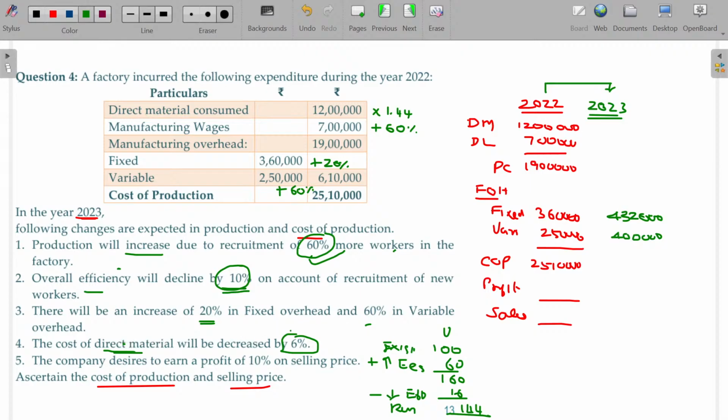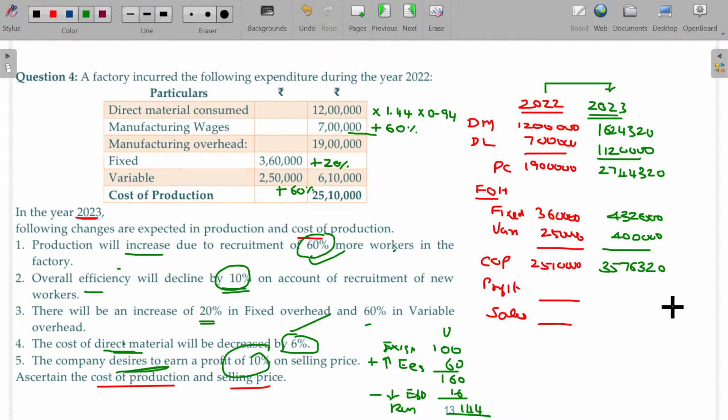But this cost value decreases by 6%. It means you have to pay only 94%. This is the revised material cost. Come on, get me the value here. 16 lakhs 24,320. And in case of wages, 60% flat will be increased, which is 11 lakhs 20,000 rupees. And prime cost being 27 lakhs 44,320. And add up the factory overhead. So the total cost in this case being 35 lakhs 76,320.